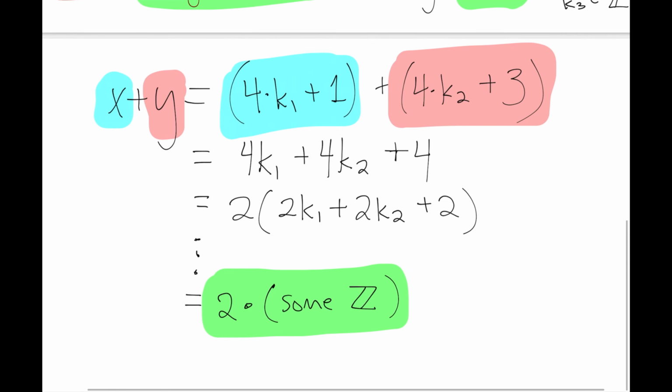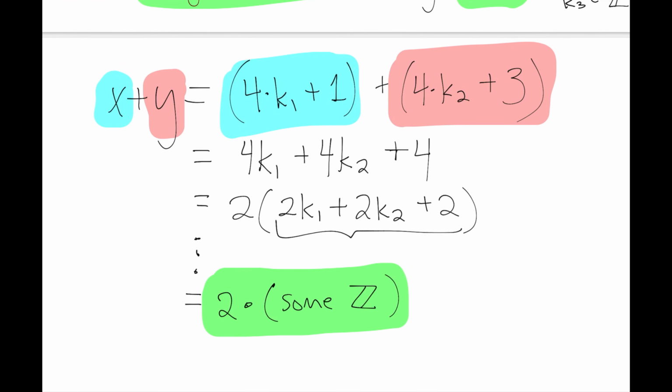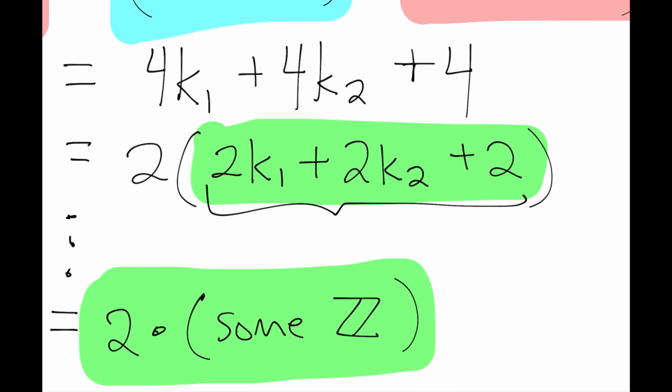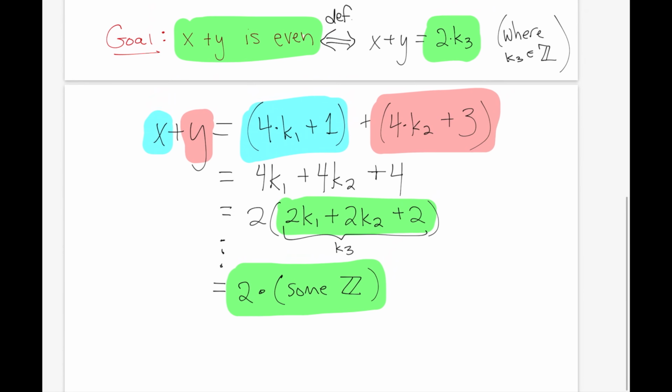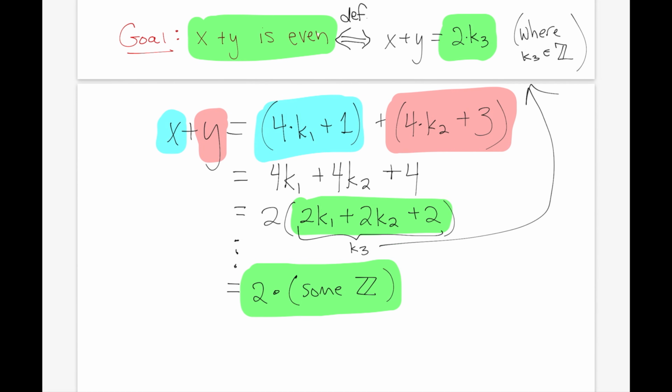And all that's left is to make sure that the thing inside of the parentheses here is an integer. And since we've just got some integer here, plus some integer here, plus a third integer here, actually this whole thing inside there is just some integer. So if I wanted to, I could call that whole expression k3, and that would end up giving me exactly what I want up there. I would have written x plus y as 2 times some integer, which concludes the proof.